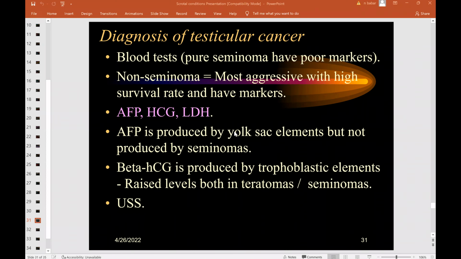Alpha-fetoprotein is usually produced by yolk cell and yolk sac elements, but not produced by seminomas. Beta HCG is produced by trophoblastic elements, so it is usually secreted in non-seminomas. Beta HCG levels could be raised both in teratoma and seminomas. An ultrasound scan is fairly reliable in making the diagnosis.